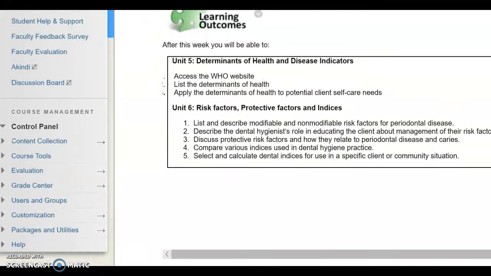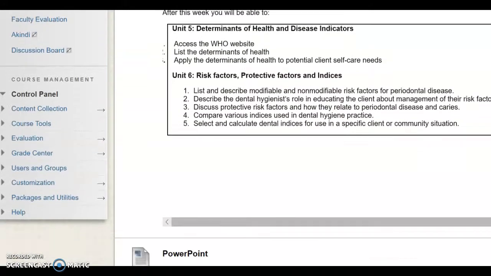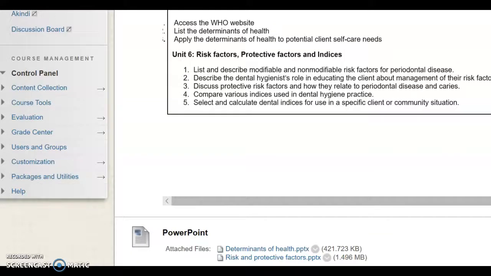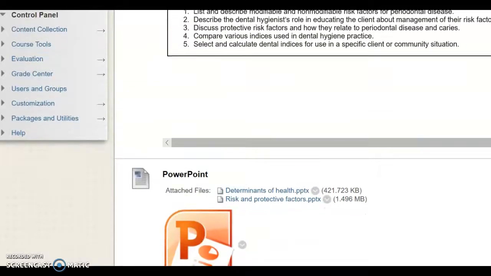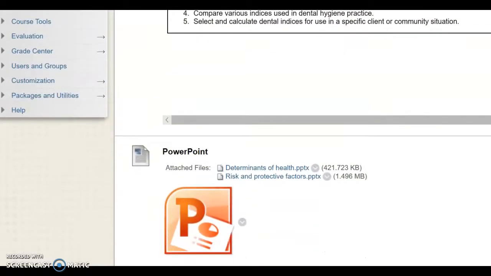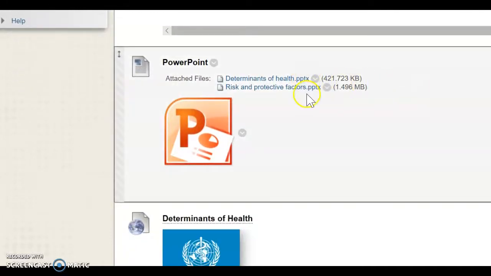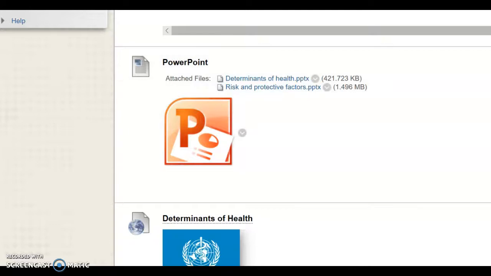So we're going to talk about the determinants of health, risk factors, protective factors. You'll find that Unit 6 is a bit of a review from what we did in class for our preclinical class last week, but please make sure that you review that PowerPoint because there are a few different things in there. And it'll help for both tests, really, to review that information. There's 2 PowerPoints, determinants of health and risk and protective factors.